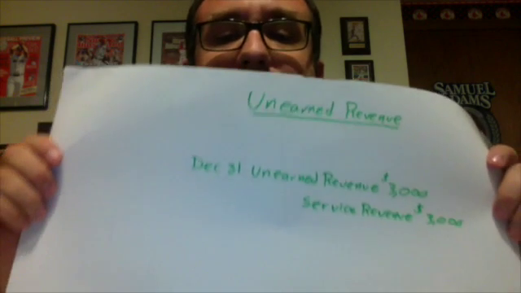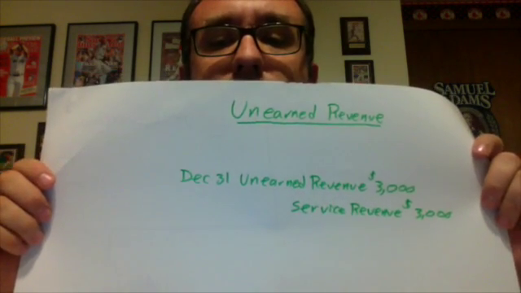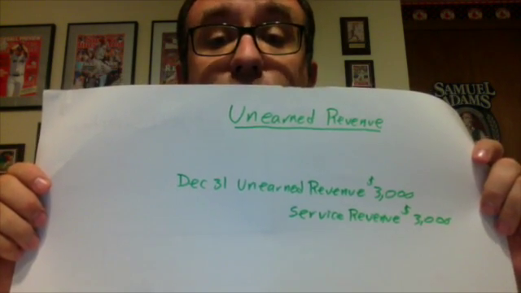Well, what exactly are we going to do with that? Well, at the end of the year, you're going to have to adjust for the 3 months of services used. So hence, for unearned revenue, you will need to debit unearned revenue, and then credit service revenue.